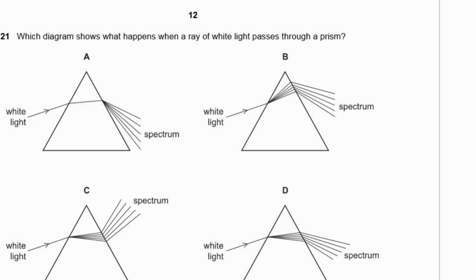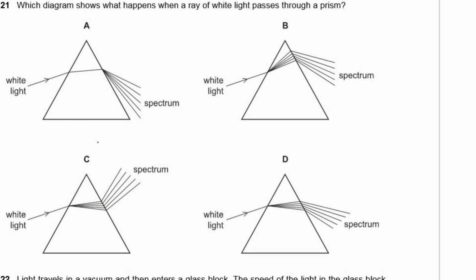21. Which diagram shows what happens when a ray of white light passes through a prism? Well, it will initially bend towards the normal line. There we go, so let's just draw this out. It will come in, it will bend towards the normal line, and then as it reaches the outer edge and goes back in there, it will bend away from the normal line. And it will spread out all the way. Every time it changes direction, it will spread out a bit more. That's what we're looking for, which is answer D.